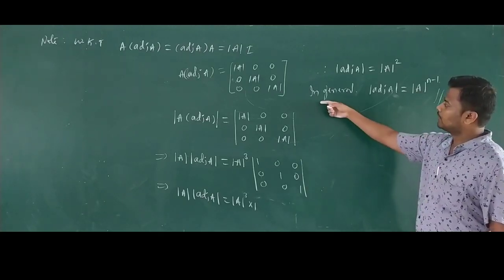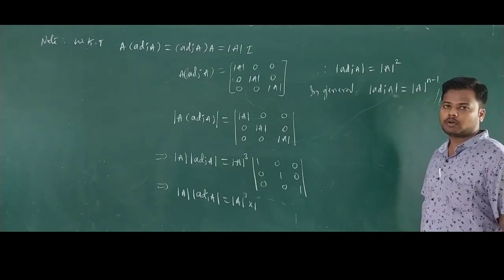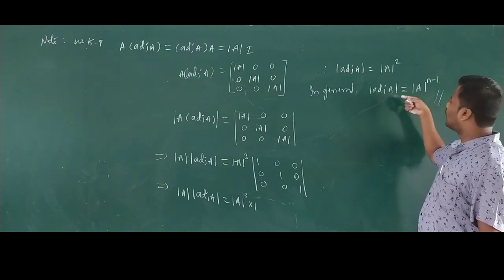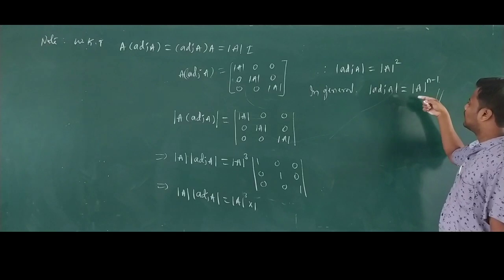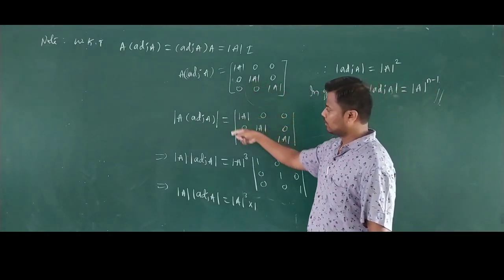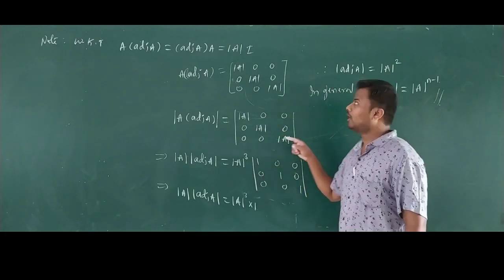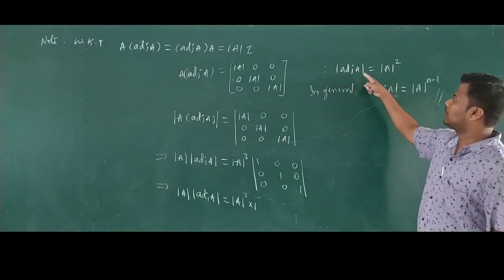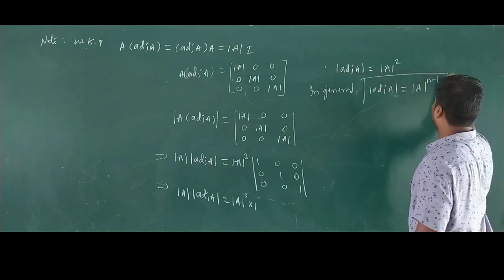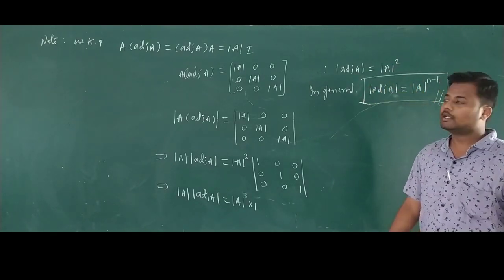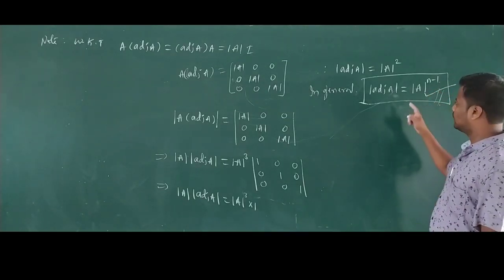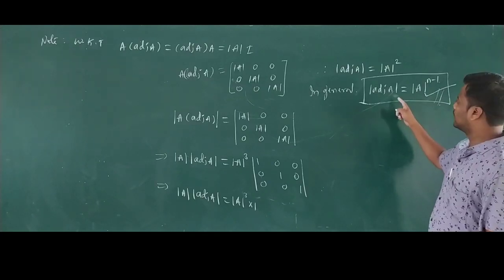If A is a matrix of order n, then determinant of adjoint of A is always equal to determinant of A to the power n minus 1. Here I took order 3, so determinant of adjoint of A equals determinant of A squared. Remember this property. There is a chance of it being asked for 1 mark; it has been asked in previous years' 1 mark questions. Okay, keep it in mind.